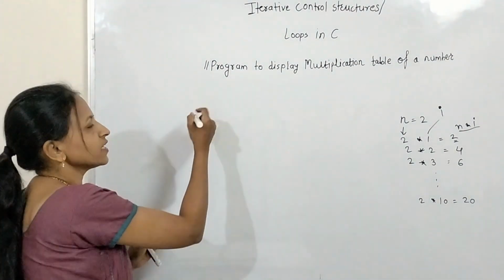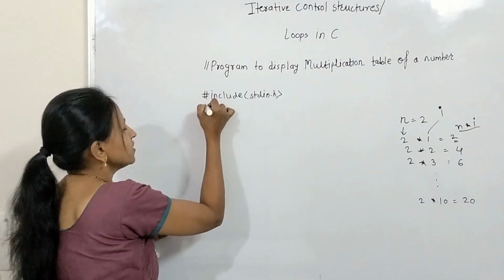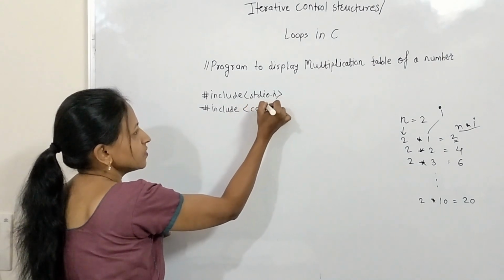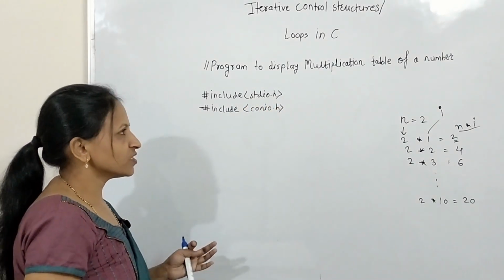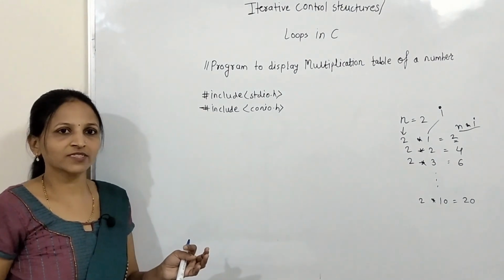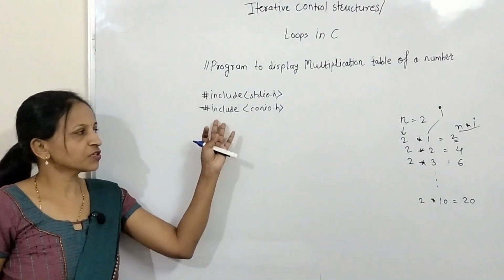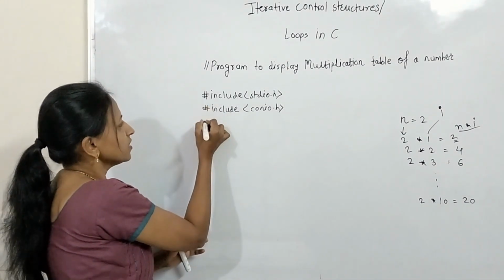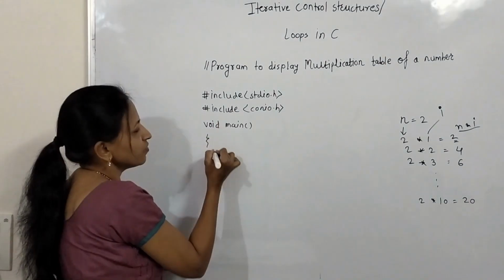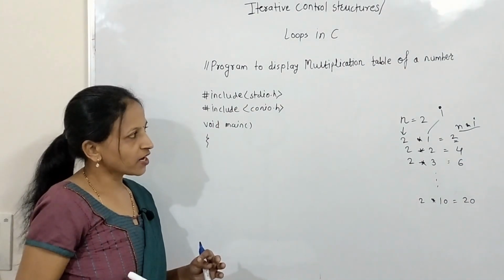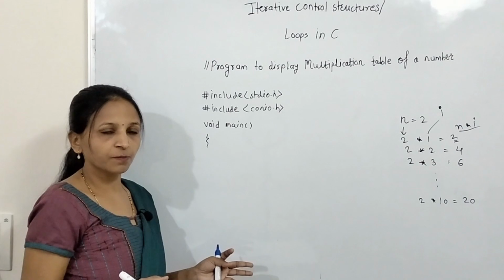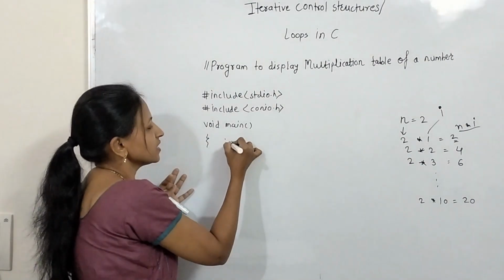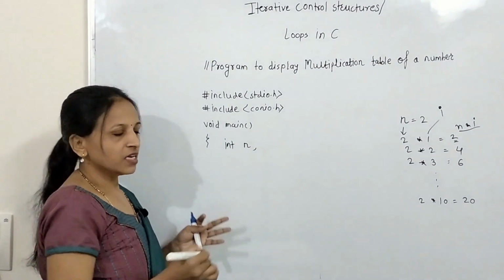First we have to include the header file stdio.h. Now one more file, conio.h, I will also include. This is not always compulsory. If you are using an advanced compiler instead of Turbo C, then there is no need to include this conio.h. Now the next point is void main. Here we will declare two variables. The first is n, to store whatever number the user enters. For that we declare n, and one more variable, let it be i.